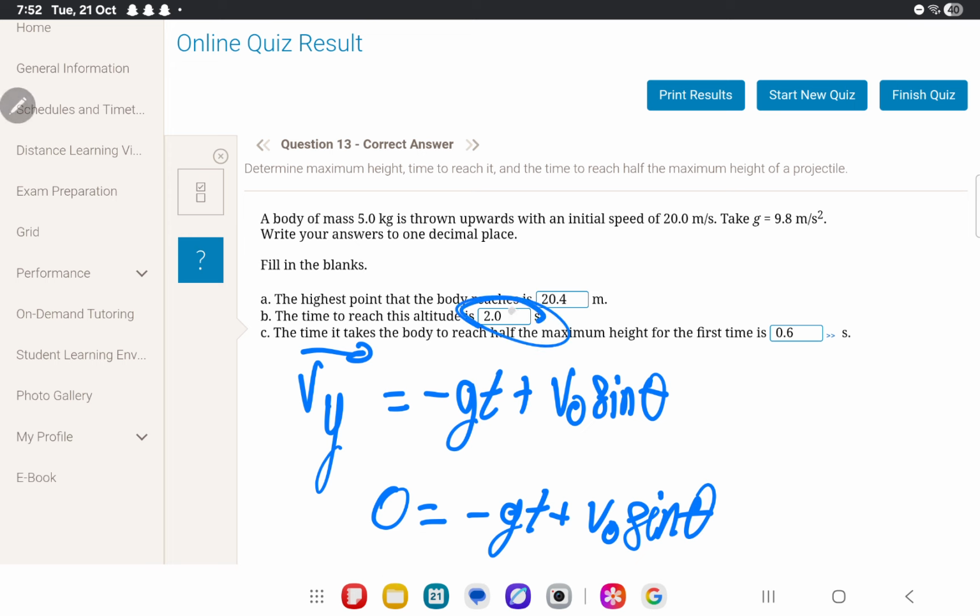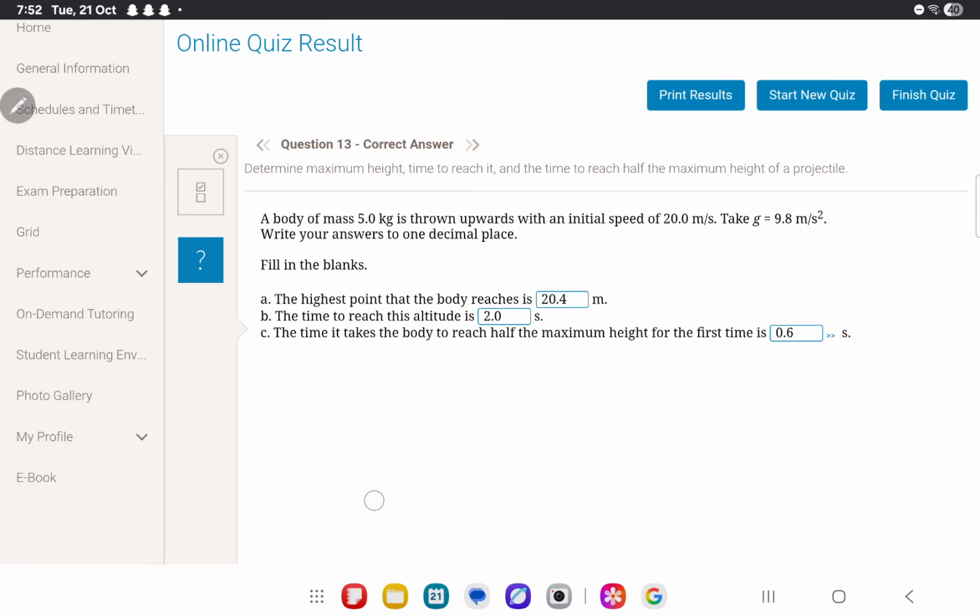That's correct. Okay, the time it takes the body to reach half the maximum height for the first time. The maximum height is 20.4, right? It says the first time, so we're going to accept the smaller value of time. So delta y is going to equal 20.4 divided by 2, which is 10.2 meters.